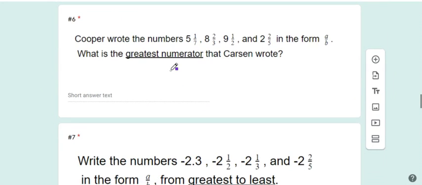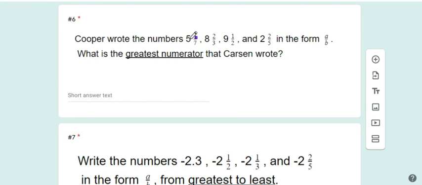Number 6, Cooper wrote the numbers, all these mixed numbers, in the form A over B. So he's making the mixed numbers improper by using the C method. And so the question is, what is the greatest numerator that Carson wrote? So let's use the C method for 5 and a 7th.